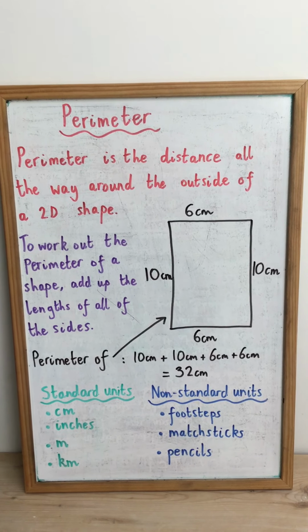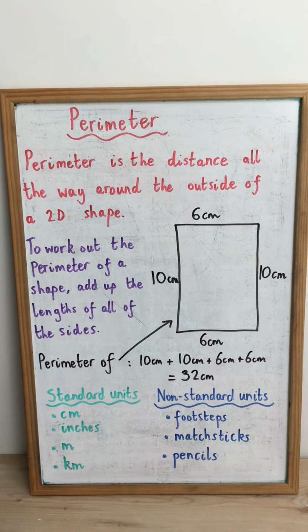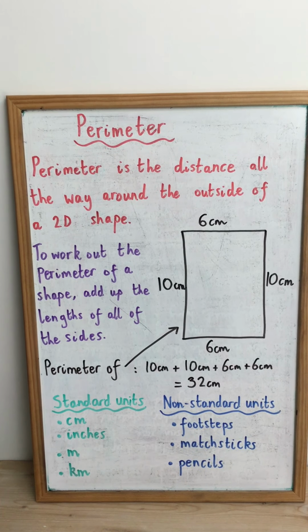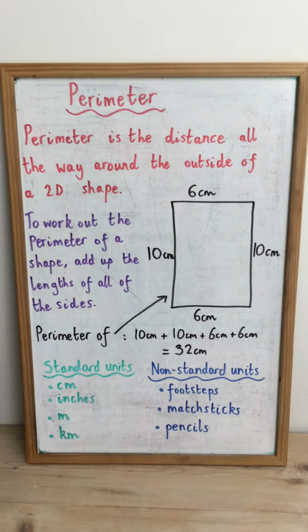Now when we measure perimeter, you can do so in two different ways. You can use standard units of measurement. These include things like centimetres, inches, metres and kilometres. And whichever one you choose will depend on how great the perimeter is likely to be.